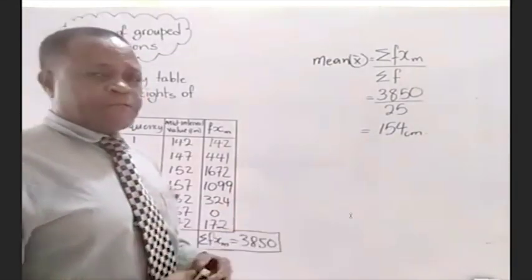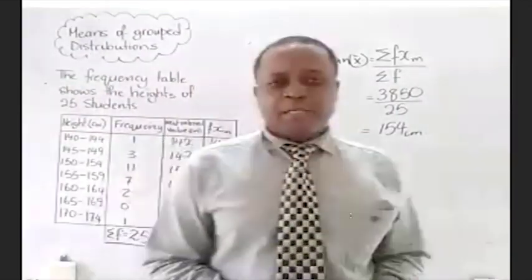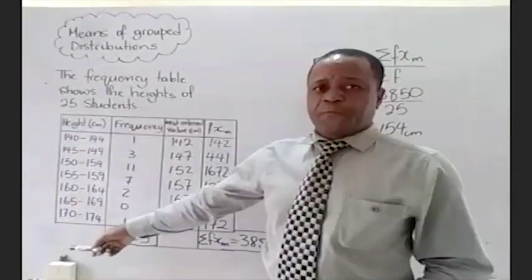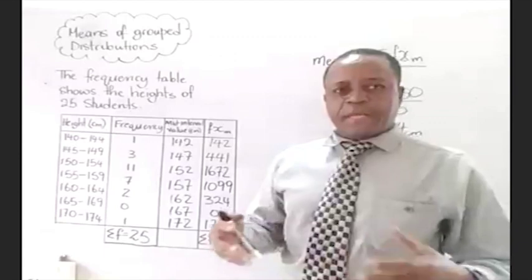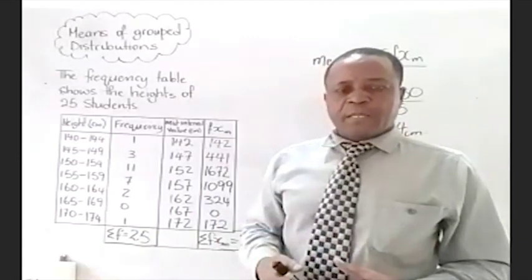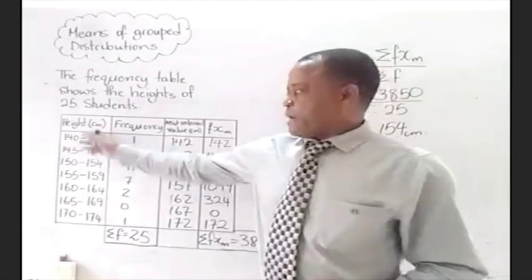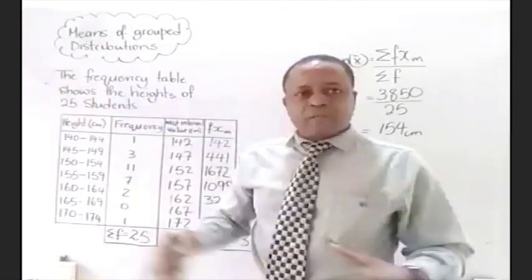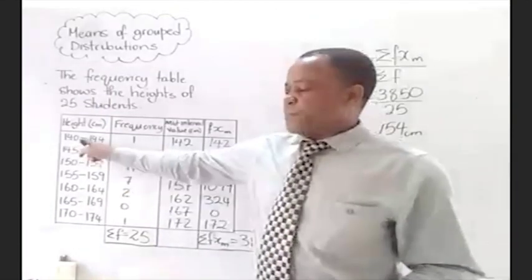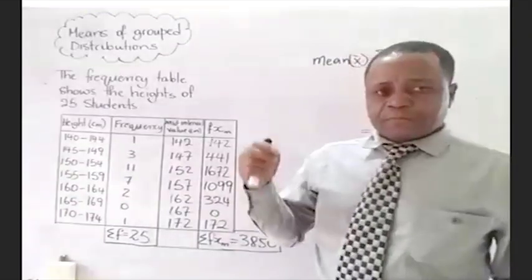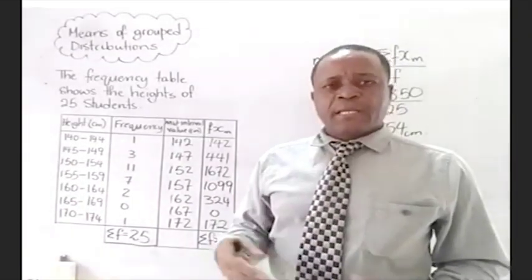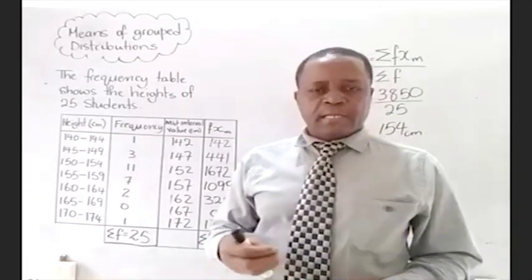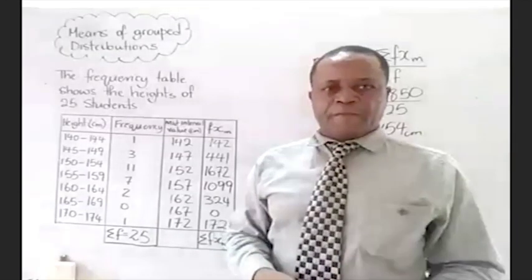So there are a number of things that we can quickly recap as it relates to this lesson. One, the reason for our groups would be that if we have a large number of measures we're dealing with, then it is always best for us to have them placed in groups. Remember, it's 25 students. So because we have so many students, we place them in groups. Now, each group is referred to as a class or a class interval.